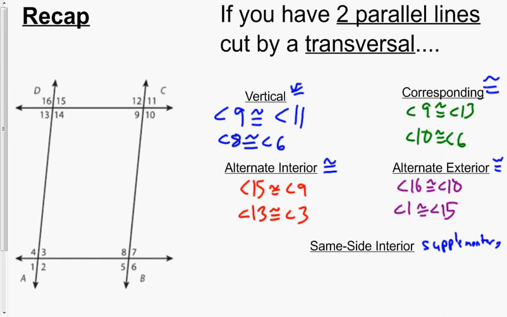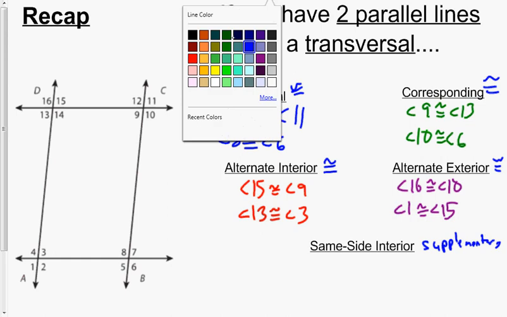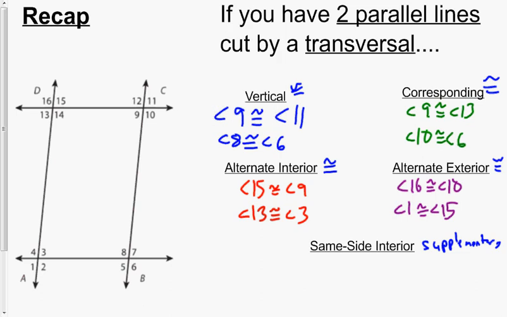Okay, so let's just look at an example here. Same side interior means they're on the same side of the parallel lines and on the inside as well. So let's just take two parallel lines. Same side and on the interior. So 14 and 9. Those are not congruent, but the measure of angle 9 plus the measure of angle 14 equals 180.